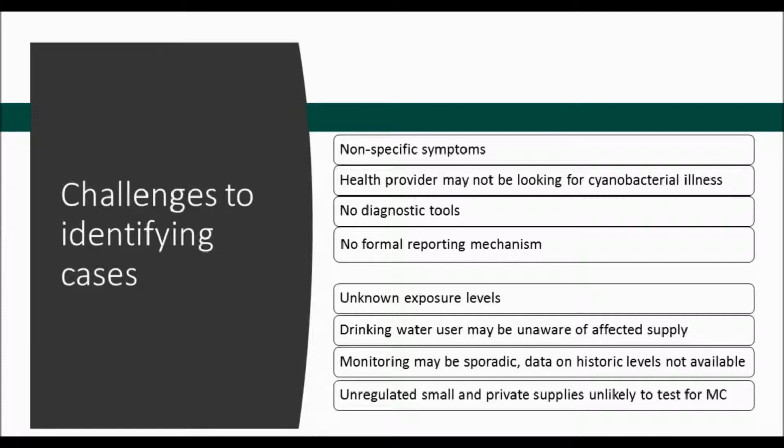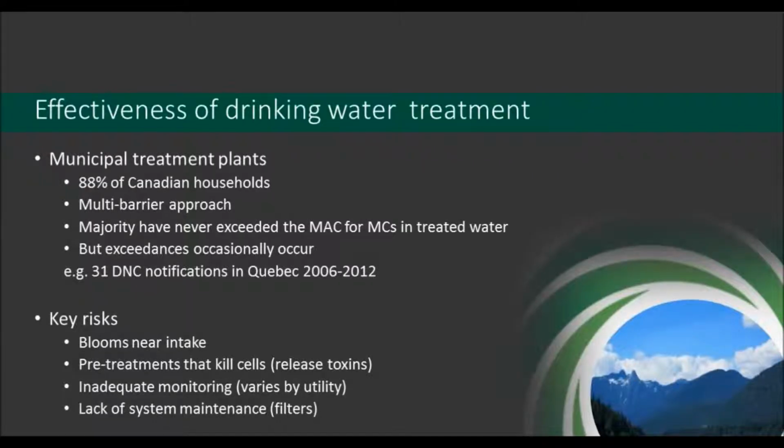For drinking water users, often it's an unknown exposure level. We don't know necessarily at your tap what quantity you're being exposed to. Whereas if you're looking at a lake that's contaminated by a bloom, you can avoid that. However, if you're opening your tap and it has a low level of microcystins or other cyanotoxin in it, you might not be able to detect that. Also, monitoring across the country is sporadic, and data on historic levels is not always available. And for unregulated small and private water systems, it's very unlikely that there's any monitoring being done at all.